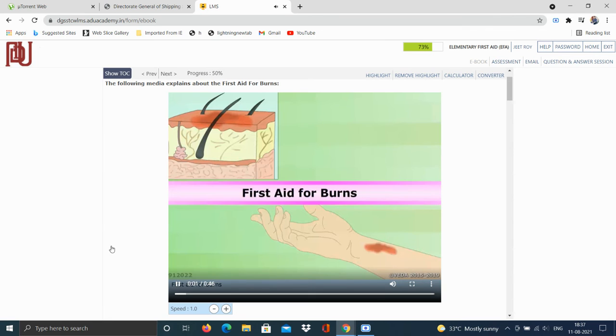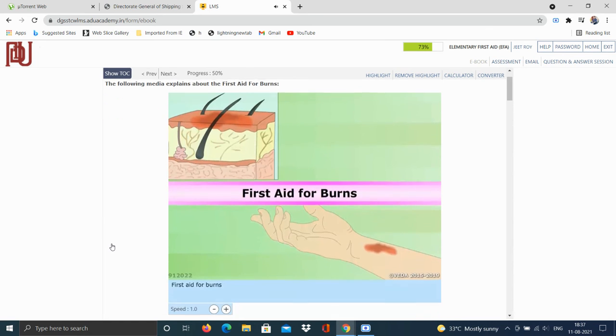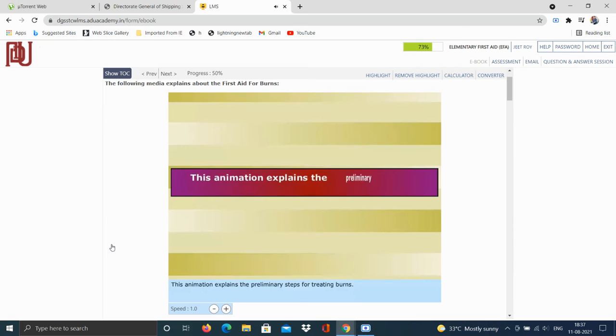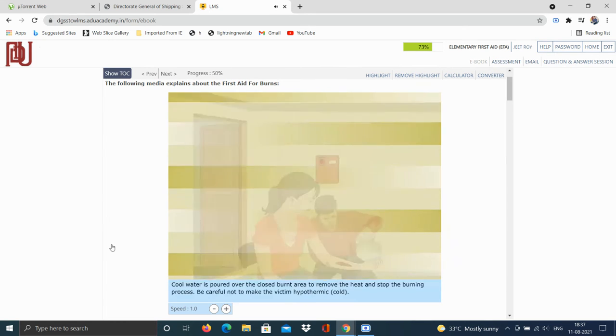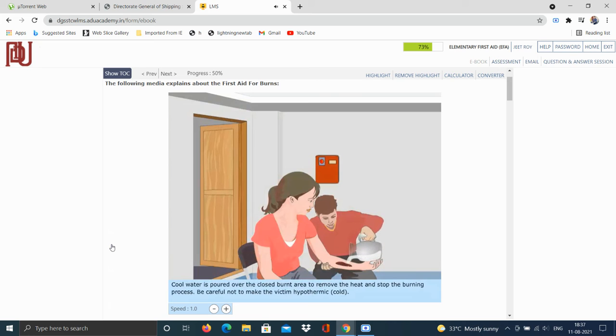First aid for burns. This animation explains the preliminary steps for treating burns. Cool water is poured over the closed burnt area to remove the heat and to stop the burning process. Be careful not to make the victim hypothermic, cold.